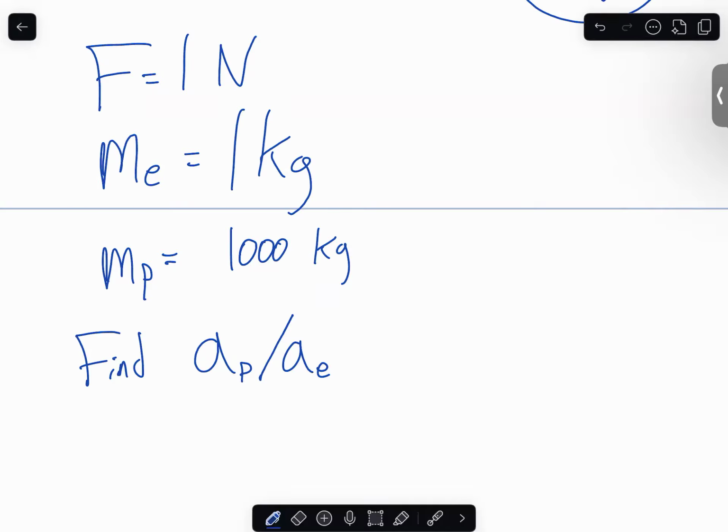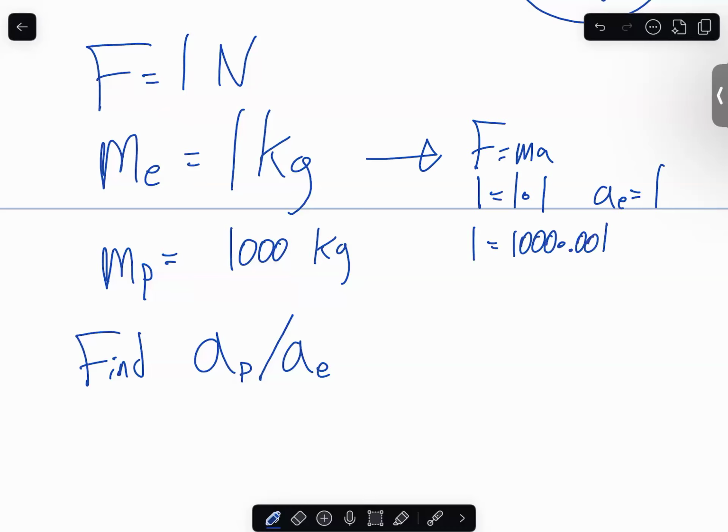Okay, so we can solve this explicitly. If I use the equation F equals ma, 1 equals 1 times what's the acceleration of the electrons? 1. Acceleration of electrons equals 1. If I use the formula F equals ma, 1,000 times what equals 1? Right? Am I lying? The protons accelerate more or less.